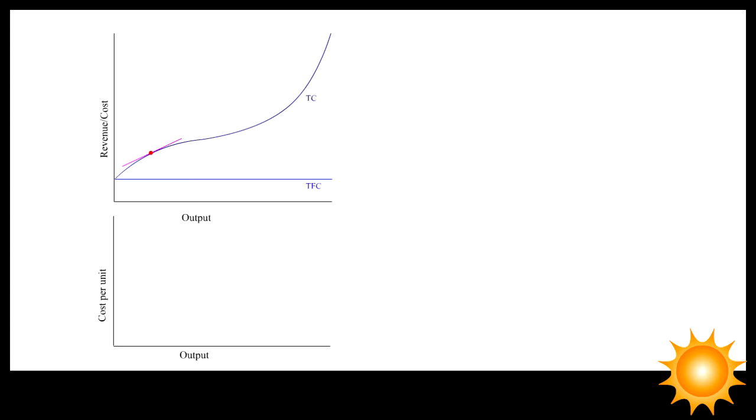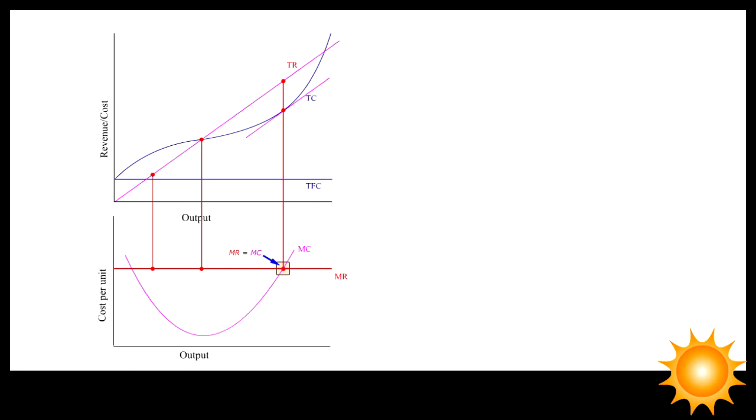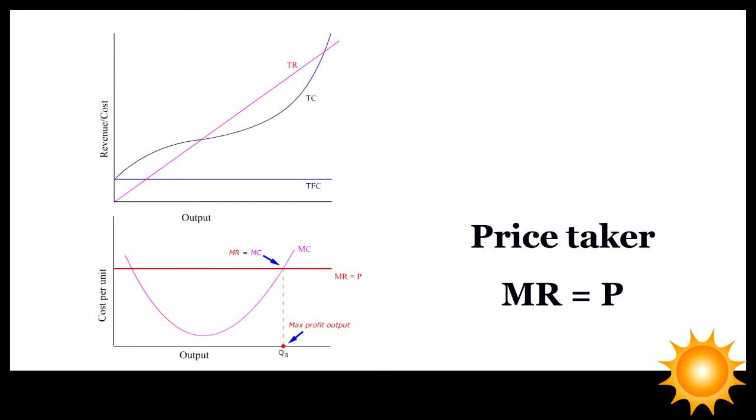The inverted S-shape TC generates a U-shape MC. Now let's draw the MR curve. The constant slope TR curve generates a constant horizontal MR. The maximum profit output level can now be determined by where MR intersects MC. Observation: for a price taker, MR is equal to the prevailing price. Constant price means constant MR.